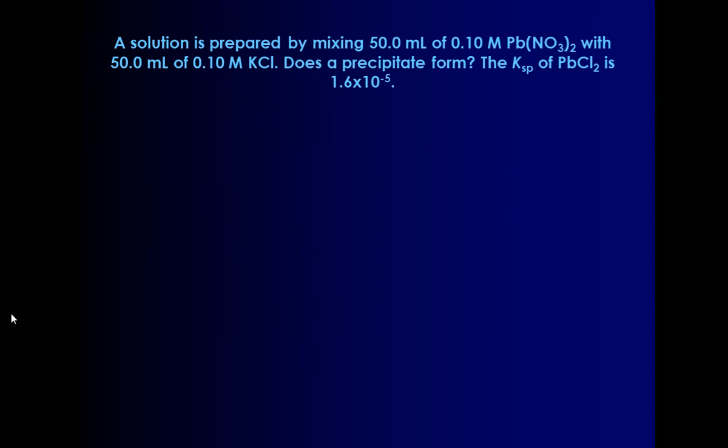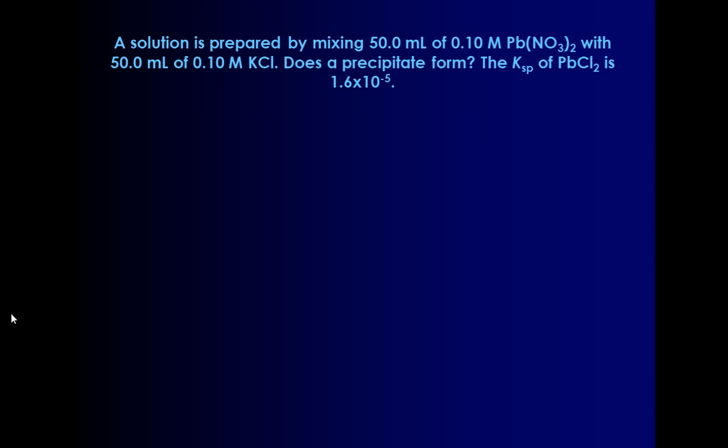And then our final example is one where we have to account for the dissolution. We have to account for the fact that we're mixing two solutions together, and so we're going to have a dilution of their volumes. We have 50 mL of 0.1 molar lead(II) nitrate with 50 mL of 0.1 molar potassium chloride, and we want to know if a precipitate forms. And we're given the KSP of lead(II) chloride is 1.6 times 10 to the negative fifth. Why did I not give you another KSP?